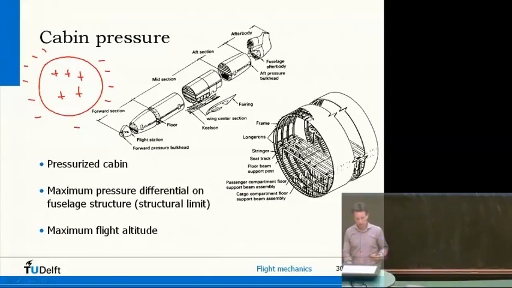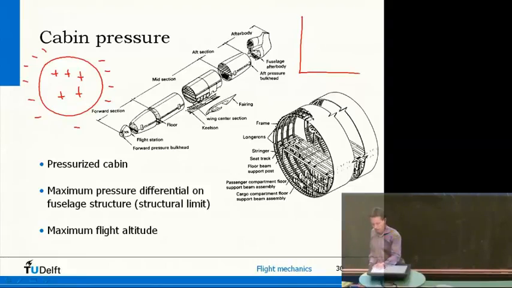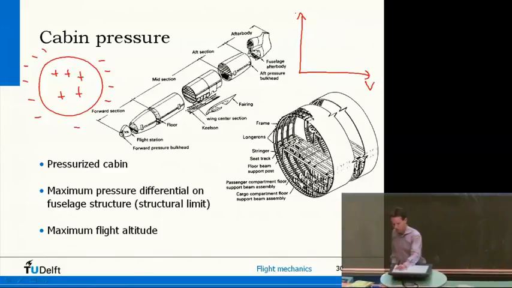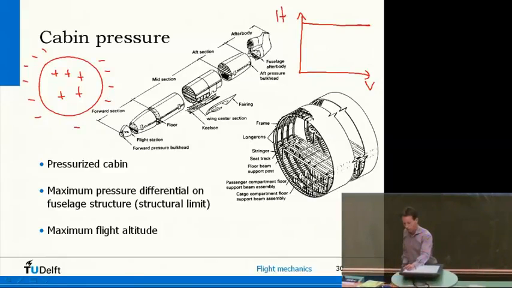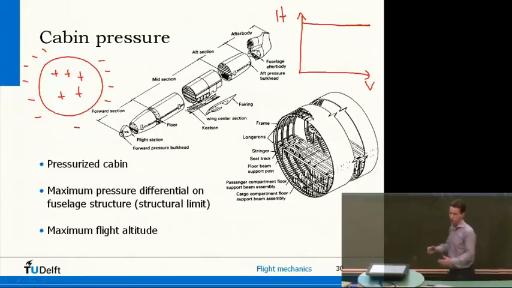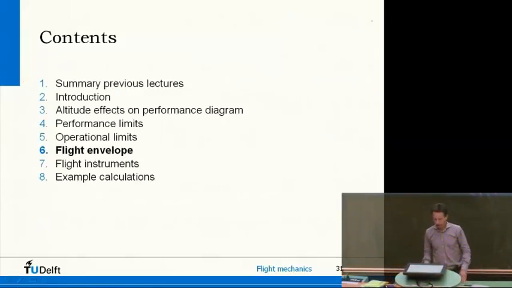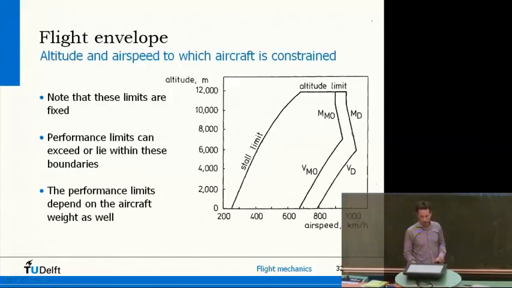So this means that if you look in the altitude airspeed diagram, there's one upper limit which is related to a certain air density. That will give you a certain pressure difference on the fuselage, and you're not allowed to go beyond that due to structural reasons. So those were basically the limits in terms of operational limits, and if you combine all of these, you get what is called the flight envelope.